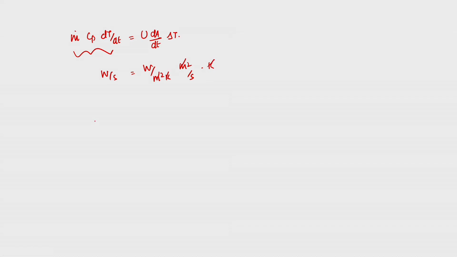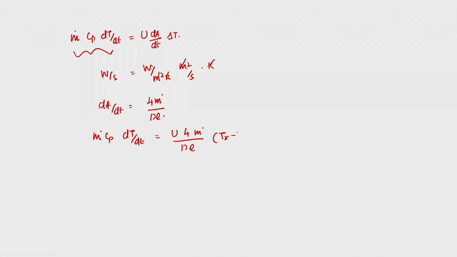Okay. So, this is the way, and we already know dA upon dt is nothing but 4 m dot upon d rho. So, if you substitute m dot Cp dt upon T, so this del T I will take it as U 4 m dot d rho. So, this del T I will take it as Tr minus T. So, m dot goes there. So, dt upon Tr minus T is nothing but 4u d rho Cp into 0 to T dt.